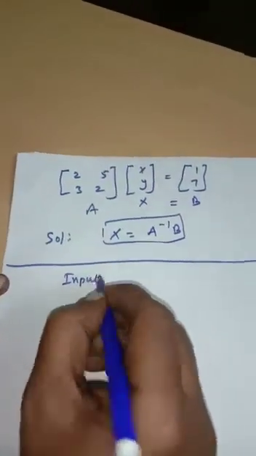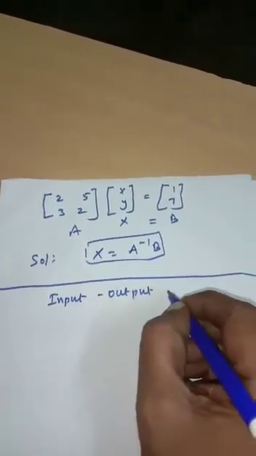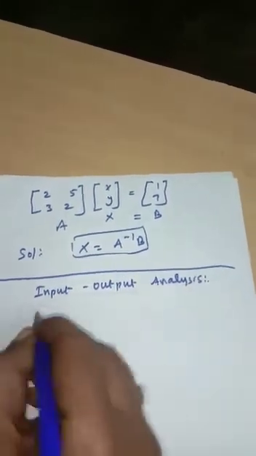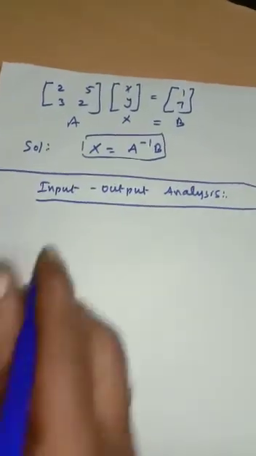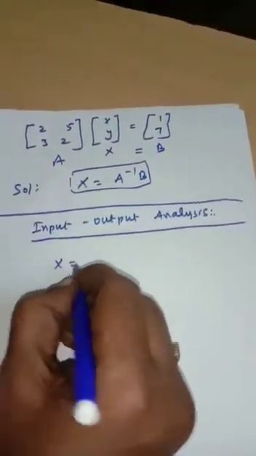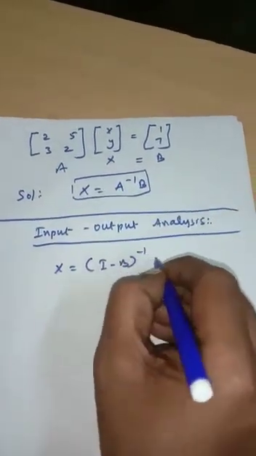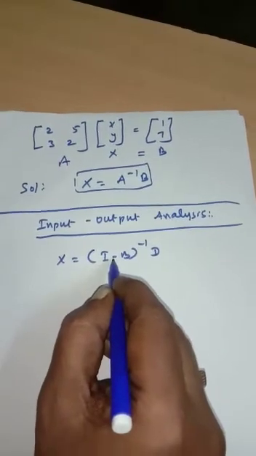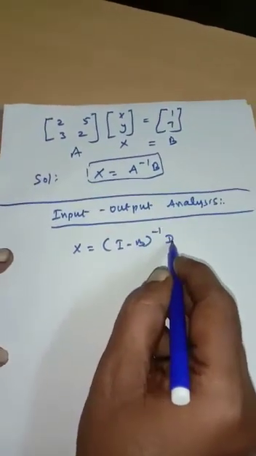Input-output analysis. Consider two industries. The solution is X is equal to I minus B inverse into D. I is the unit matrix, I minus B is the technology matrix, D is the final demand.